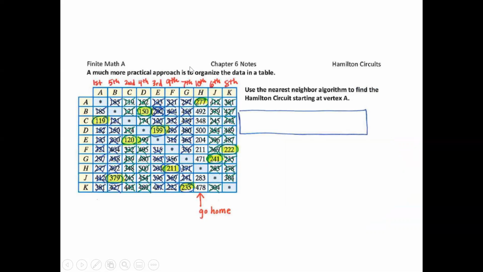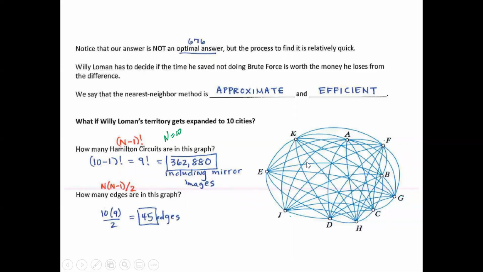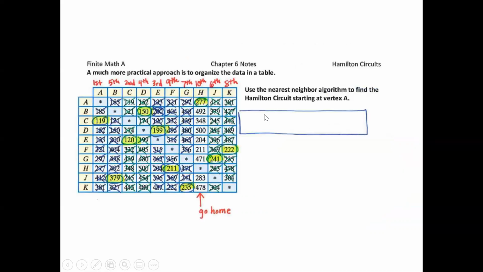So a more practical way to organize this table when you have 10 different vertices like this one is to order it into a matrix, just like when we did the adjacency matrices. This is a good way to do it, okay? So we created this, and luckily I didn't have you do it because I was going to do it for you. You're going to use the nearest neighbor algorithm to find the Hamilton circuit starting with A.